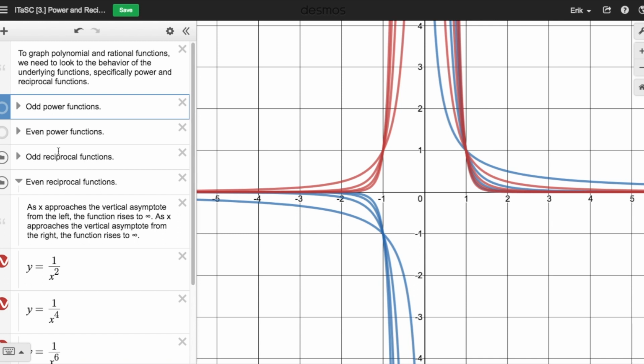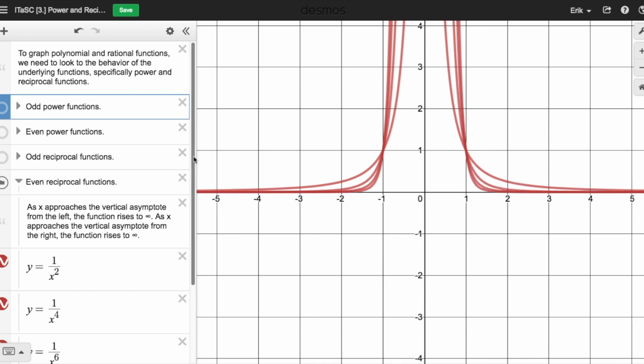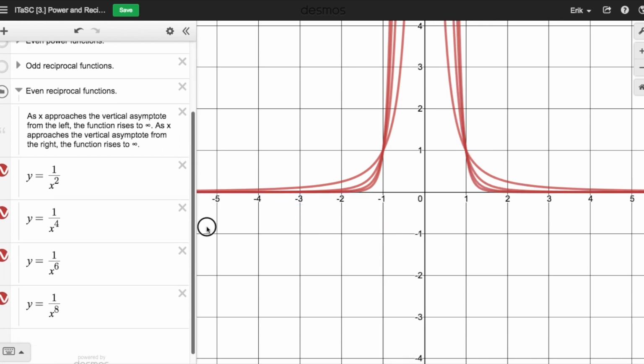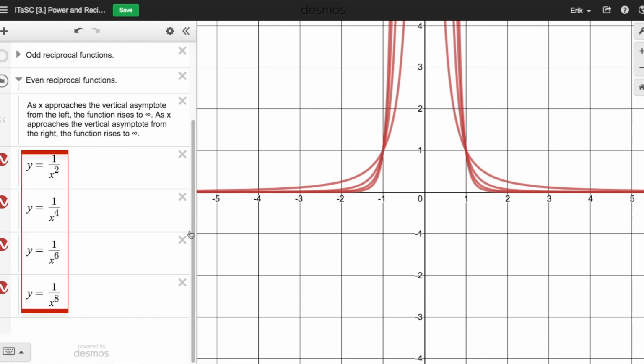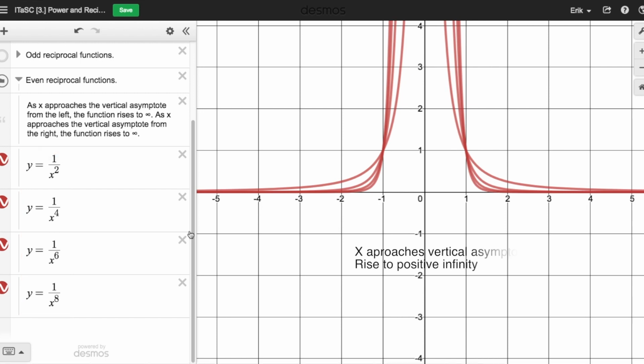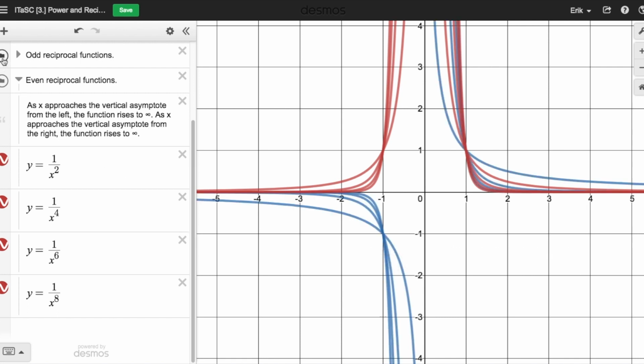For the ones that I've selected here, I've got 1 over x squared, 1 over x to the 4th, 1 over x to the 6th, and 1 over x to the 8th. With all those even powers, we look at the same asymptote, but now we see that as you come in from the left or the right, it will be rising to infinity. So we have, for both of those types of functions, different kinds of asymptote behavior.